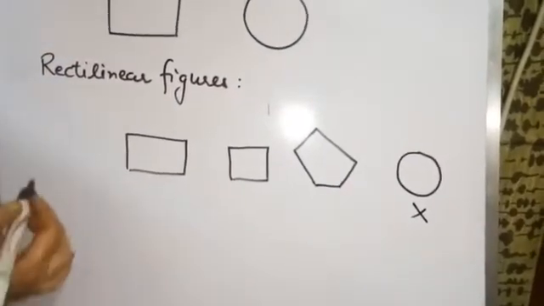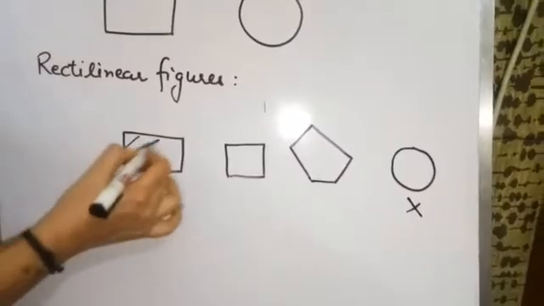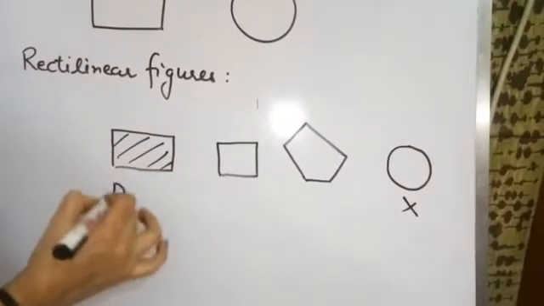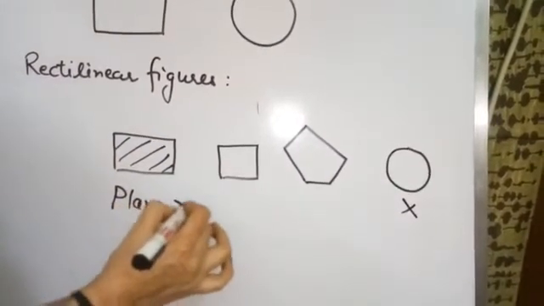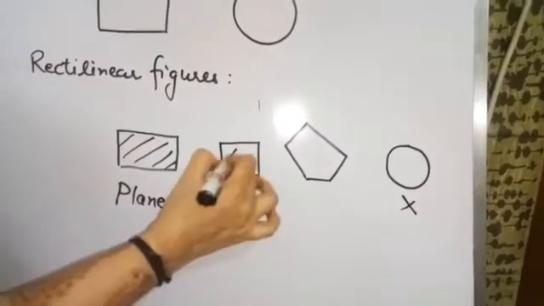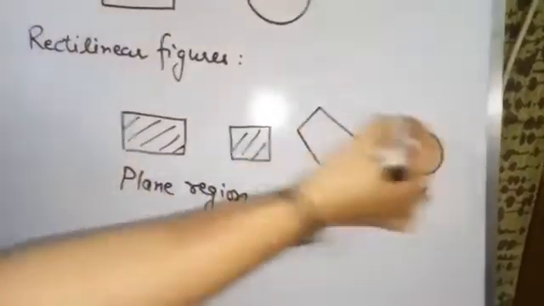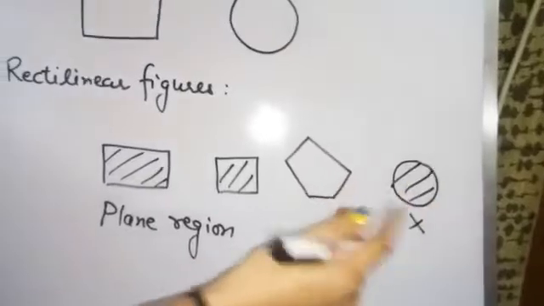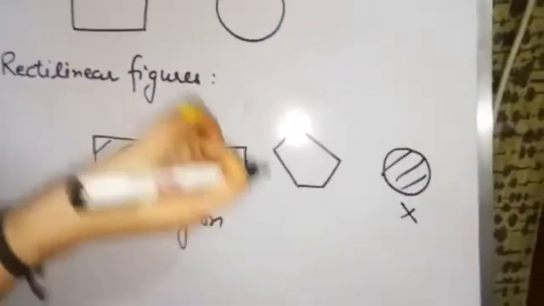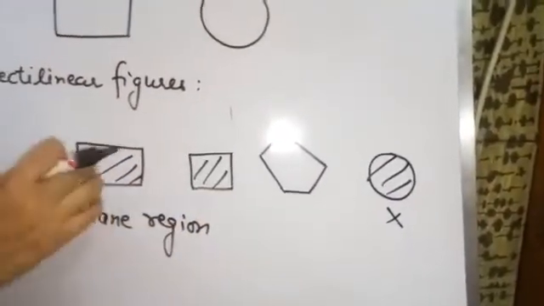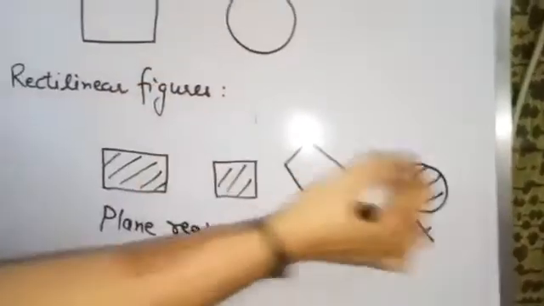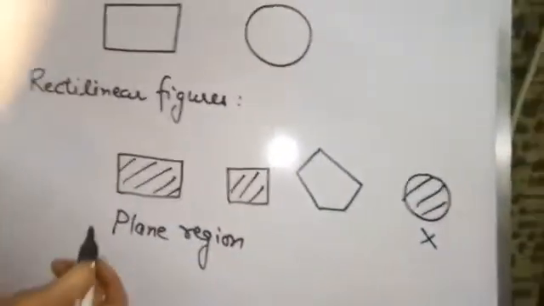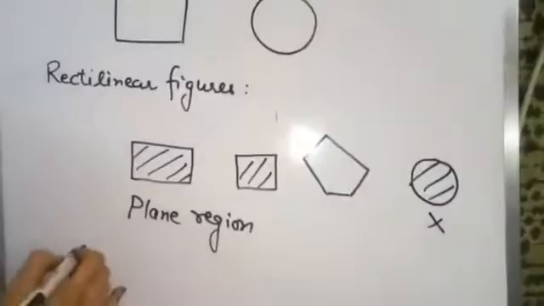Now, next, what is a plane region? A part of the plane enclosed by a simple closed figure is called a plane region. This is also a plane region. This is also a plane region. The part enclosed by a simple closed figure is called a plane region, whether it is a rectilinear figure or a curved figure. Now the magnitude of this plane region is called the area.